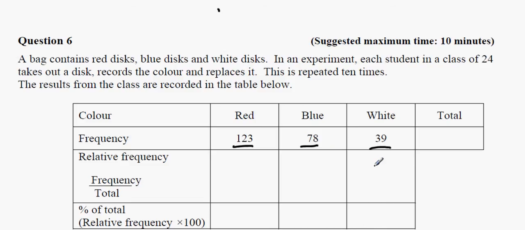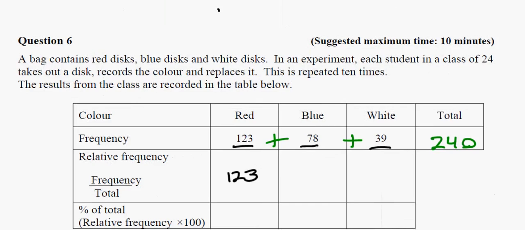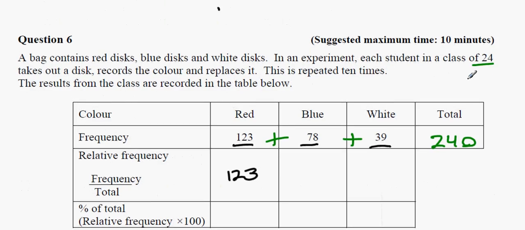Calculate the relative frequency, which is frequency over total. So 123, we need to get the total here. What we've got to do is add all three of these together to see the total amount of times we actually performed this experiment. So we actually performed this experiment 240 times. 24 students repeated it 10 times, so it's 240. Hence, when you add them all up together, you get 240.